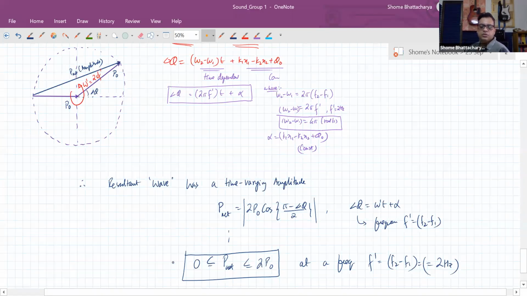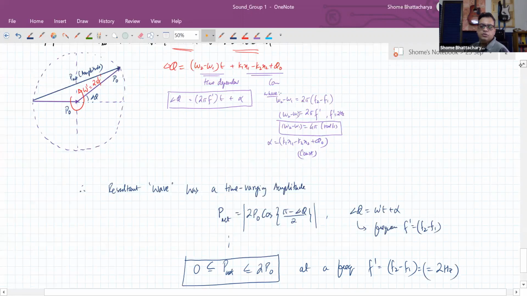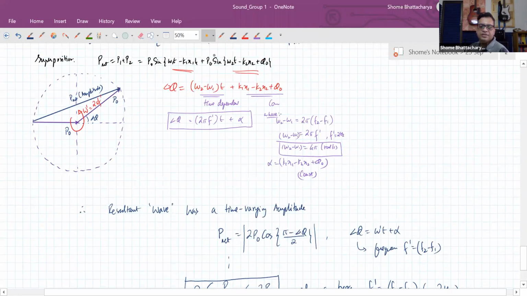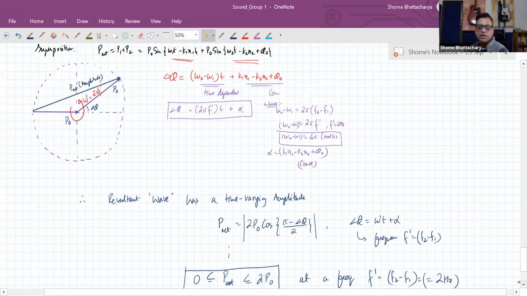Okay, so that means we hear a sound whose amplitude or intensity is alternating between loud and soft at a fixed frequency of 2 hertz. So it's a sound not of continuous intensity, but a sound which is like a beat, like a rhythmic sort of variation of loudness with respect to time. So that is why this quantity f prime over here is called the beat frequency. Okay.